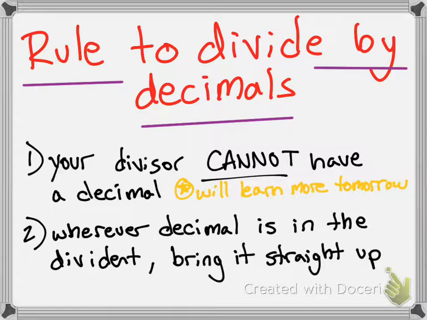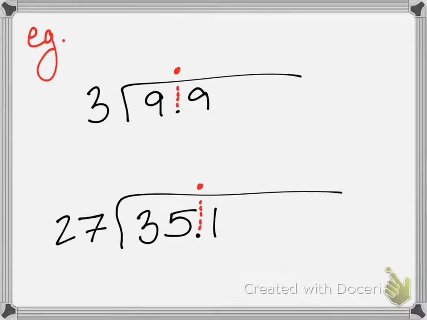So write this down. The rule to divide by decimals. Your divisor cannot have a decimal. We will learn more about this tomorrow. And wherever the decimal is in the dividend, all you do is bring it straight up. So your divisor, the outside number, cannot have a decimal. But the inside number, wherever the decimal is, just like with addition and subtraction, we bring it up. So here's an example.